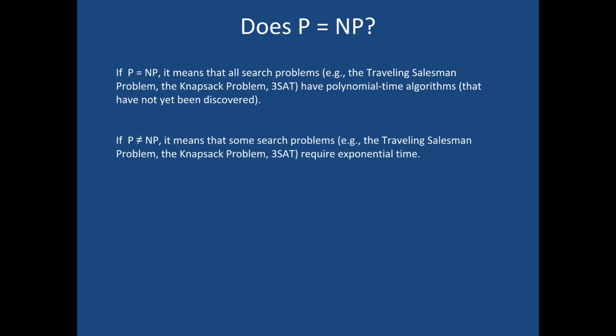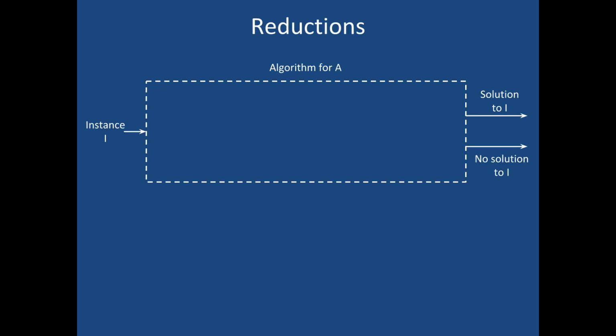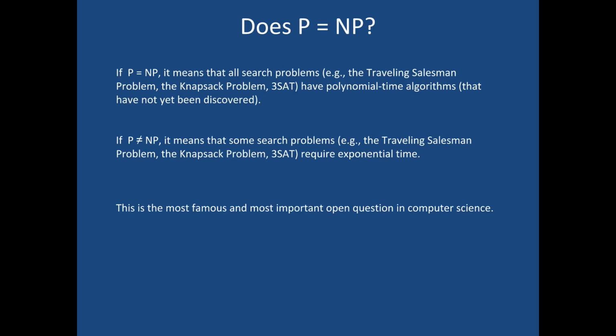If P is not equal to NP, it means that there are some search problems, like the ones on that list on the left, that require exponential time. You become really well known if you were able to solve this, just to decide this. Lots of people have tried, but no one has succeeded in answering this question.